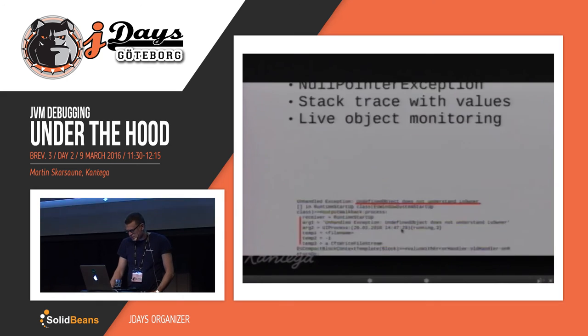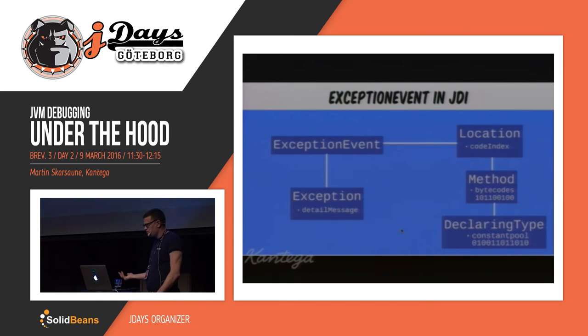So I mentioned earlier that we had some more information from the events we receive, and we have this location thing. So this is what happens. If I create a request for null pointers, I will get an exception event back from the VM. And that event will contain information about the location where this happened, which has what's called the code index, so it shows the bytecode index of that method. From the method, I can also, via this debugging interface, ask for its bytecodes. And these are the real bytecodes that are running, even if the class is instrumented or anything like that, I can get that information out.